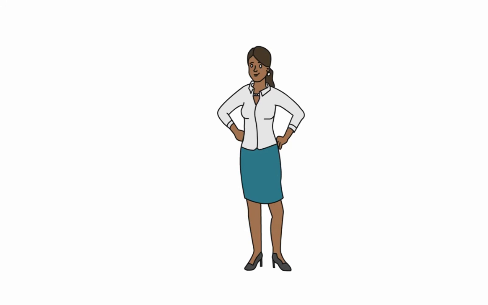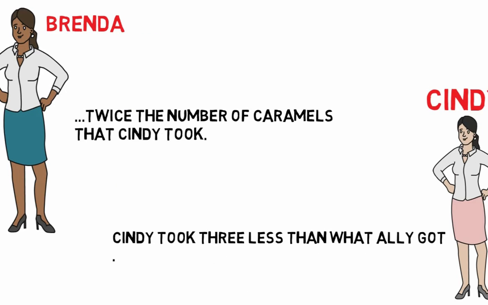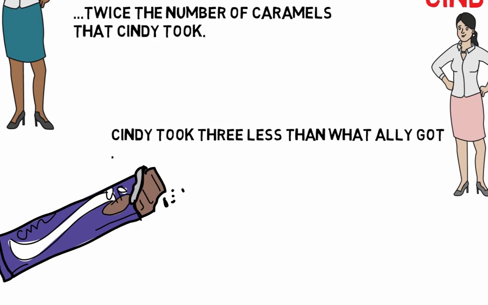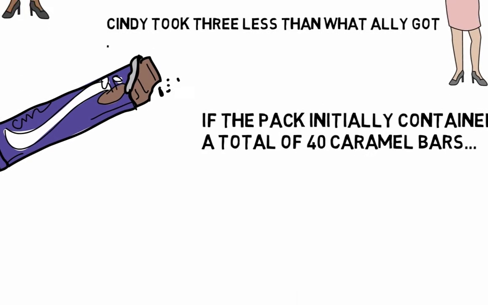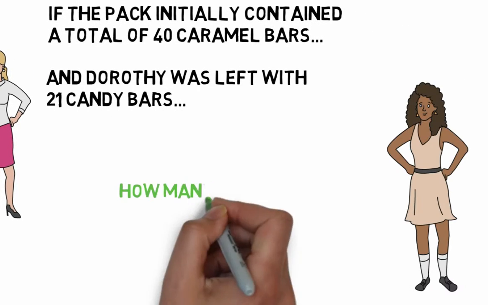Brenda took twice the number of caramels Cindy took, while Cindy took 3 less caramel bars than what Allie got. If the pack initially contained a total of 40 caramel bars, and Dorothy was left with 21 caramel bars, how many caramel bars did Allie get?